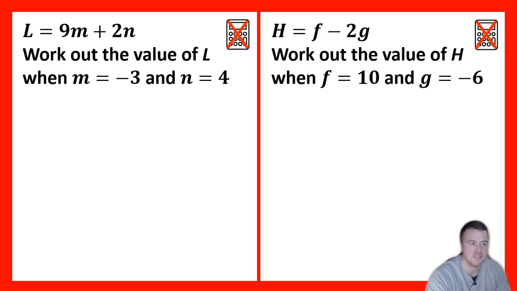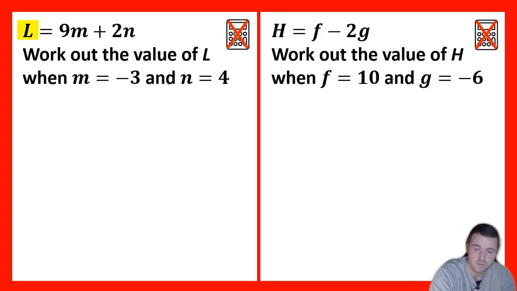A formula is a mathematical rule expressed using variables and constants. For example, L equals 9m plus 2n, where the variables or letters represent unknown or changing values, and the constants are fixed values. For example, if we were adding 2 to the end, this would represent a constant.